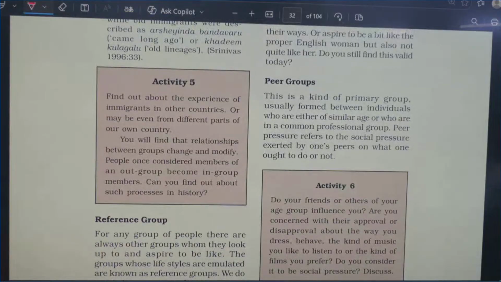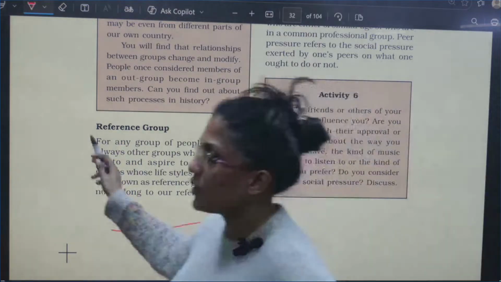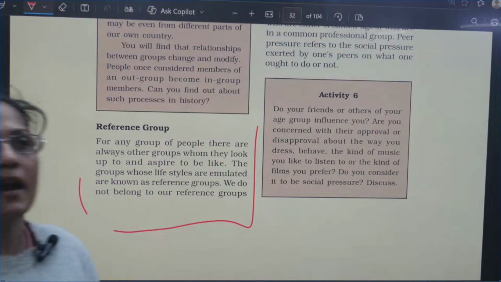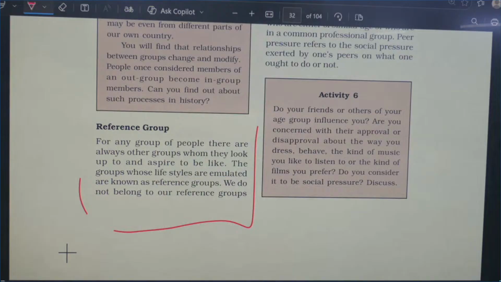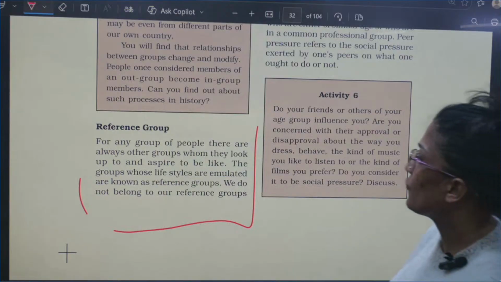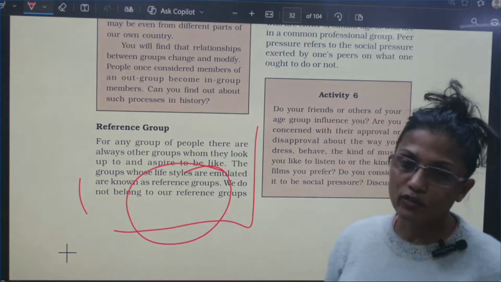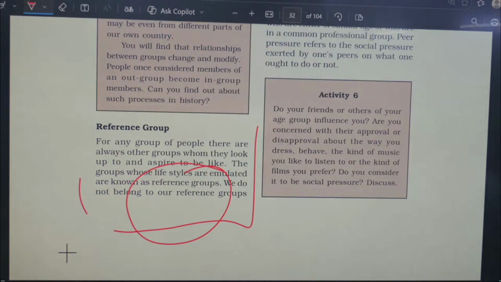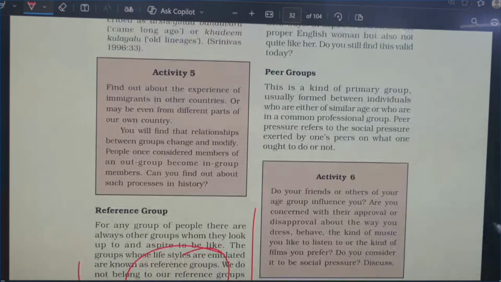UPSC do ask questions on reference group several times. Reference group: every people, every society has this tendency. We aspire to become like someone or like any profession. So it's a reference group. If I want to become like an IAS officer, then IAS officers can be a reference group. This is how you can understand reference group.